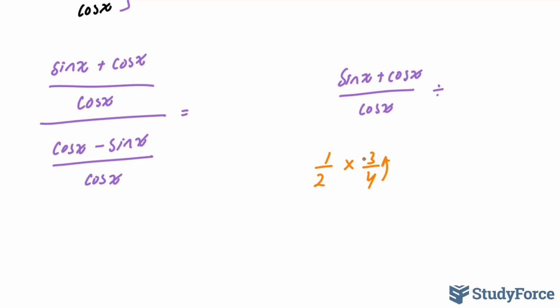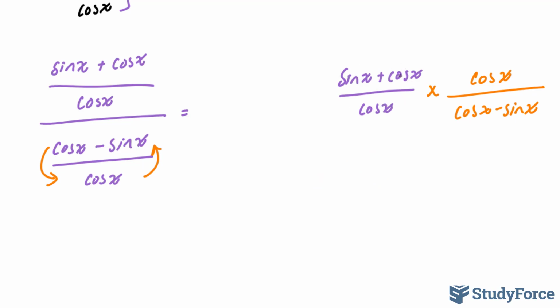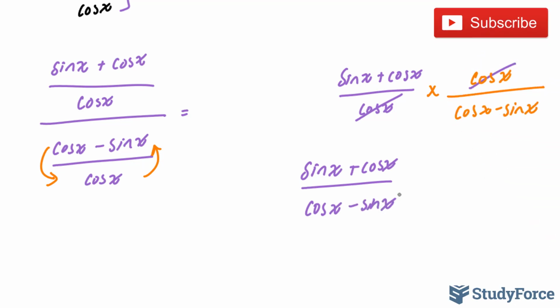So let's take the reciprocal of cosine x and the top expression and change this to multiplication, where we have cosine x at the top and cosine x minus sin x at the bottom. Multiplying these two fractions, the cosines disappear, leaving us with sin x plus cosine x in the numerator and cosine x minus sin x in the denominator.